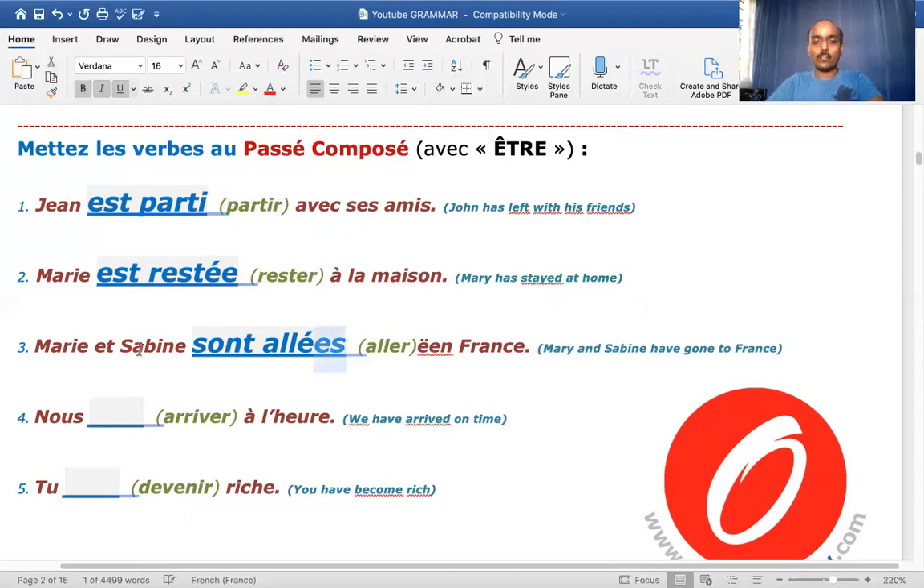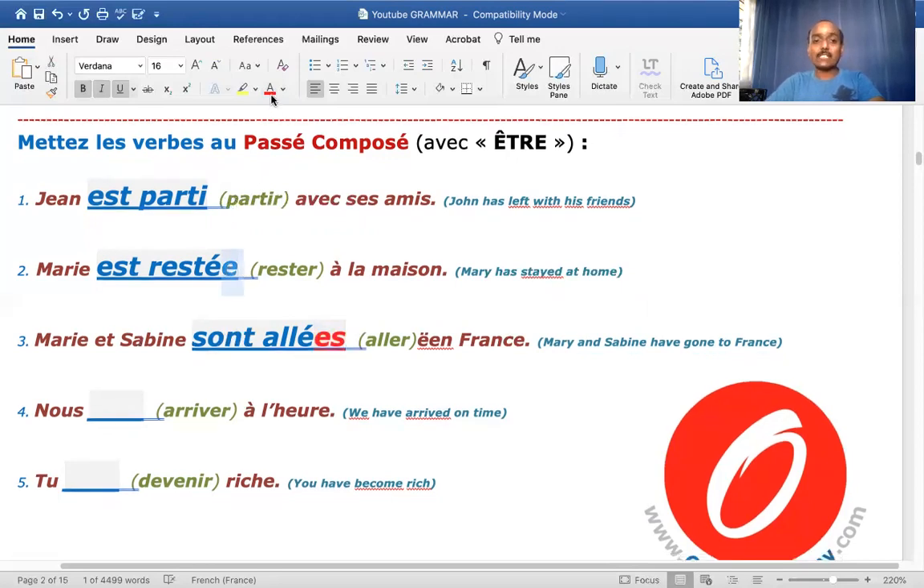This is called agreement. So we need to do the agreement at the end of the past participle only if we use être as the auxiliary verb. So according to the subject, we need to do the agreement. If the subject is third person masculine singular, we add nothing. If the subject noun is third person feminine plural, we need to add an e and one s.